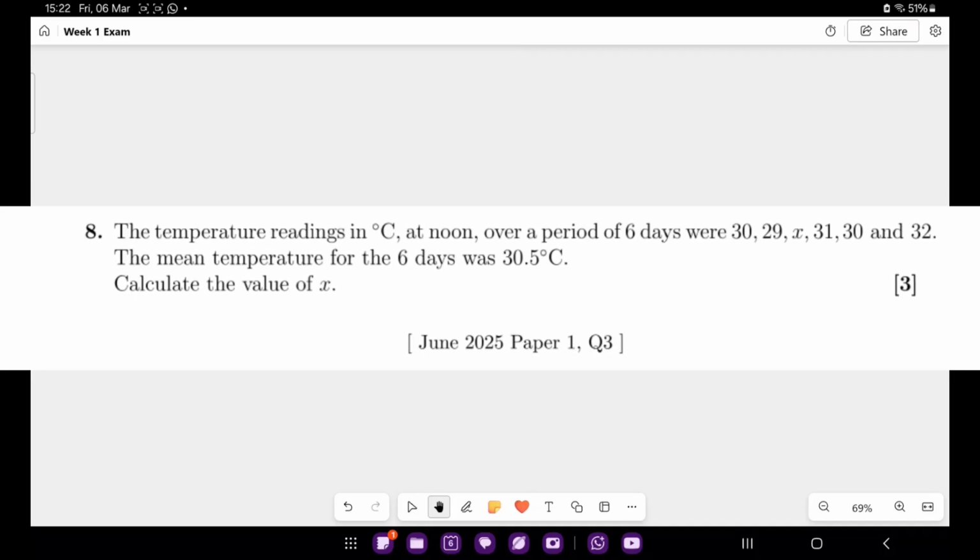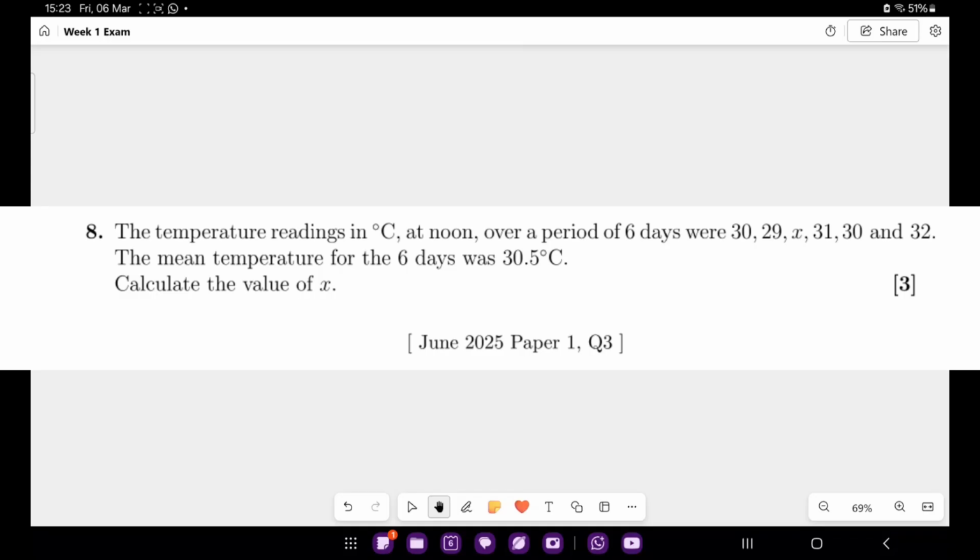Okay, now we have number 8. Number 8 says the temperature readings in degrees Celsius at noon over a period of 6 days were 30, 29, X, 31, 30, and 32. The mean temperature for the 6 days was 30.5 degrees Celsius. Calculate the value of X.